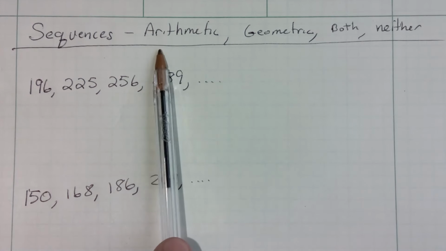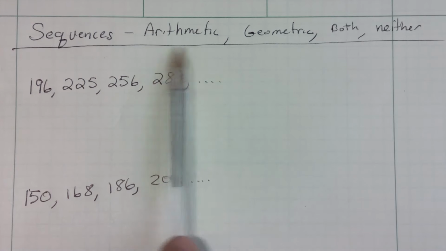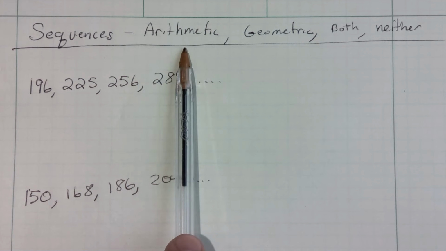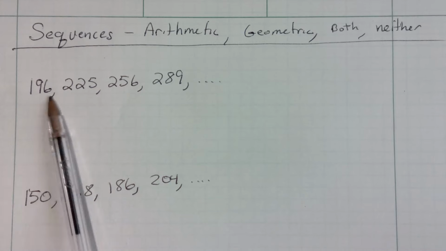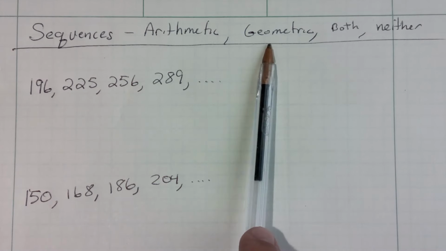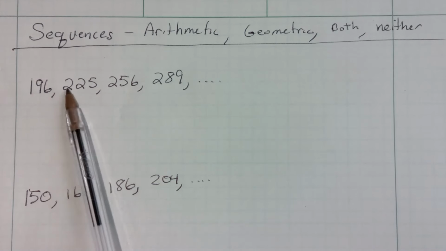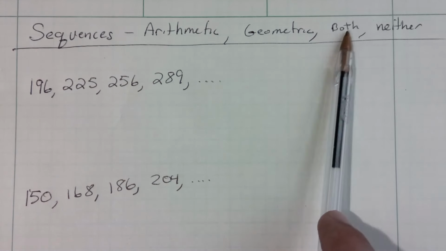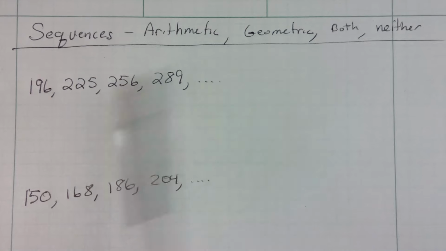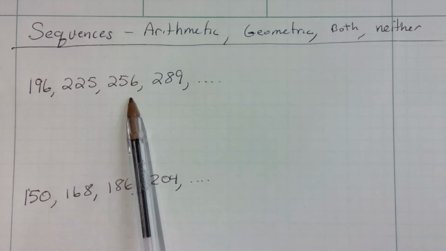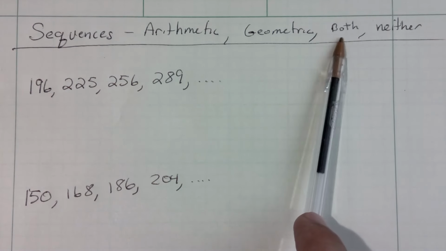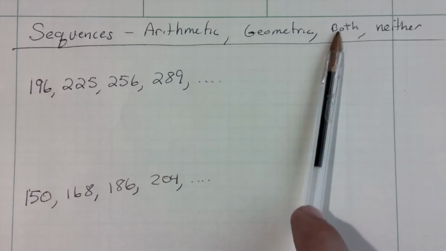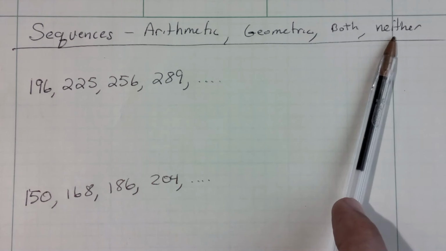Let's refresh ourselves on what arithmetic means. Arithmetic means that we are either adding or subtracting the same amount as we progress through the terms. Geometric means we're multiplying or dividing by the same value as we move through the terms. Both would mean that we either add the same value and multiply by the same value. And we'll talk about both. You'll be like, how can there be both? But it's possible. And neither. It's just some strange sequence that we can't find a rule for.